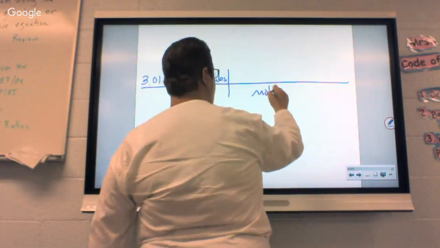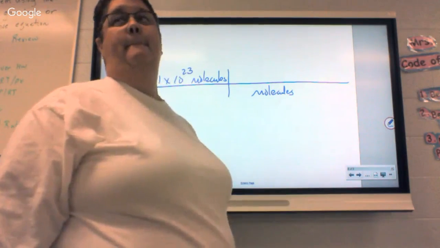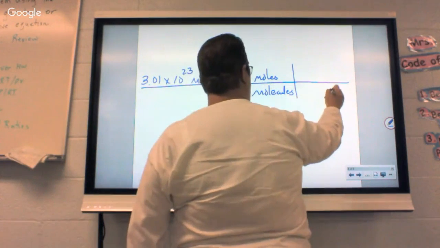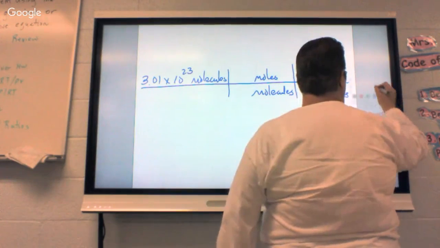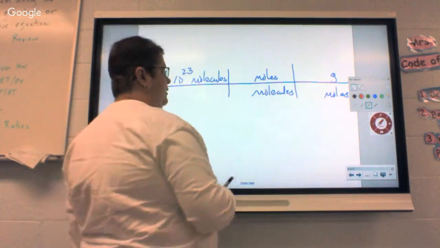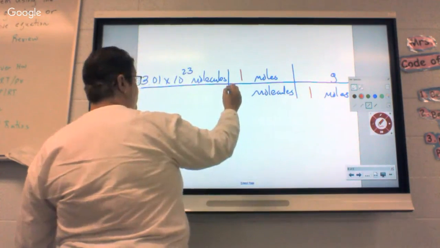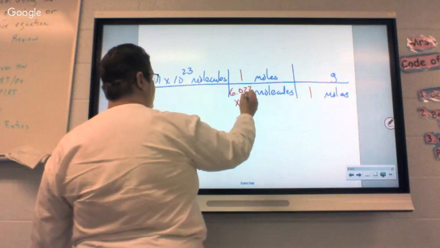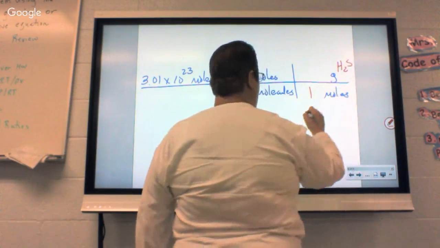All right, we have molecules. Molecules goes to what? Moles. And then moles goes to what? Coming back to you, Brandon. An old conversion, right? So moles goes to what? And molecules goes to what? And then grams was H2S. So you just have to add it up.